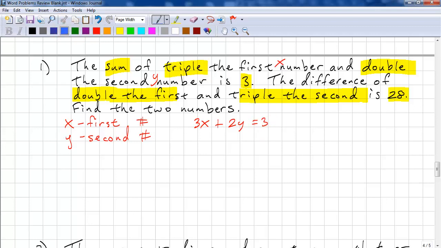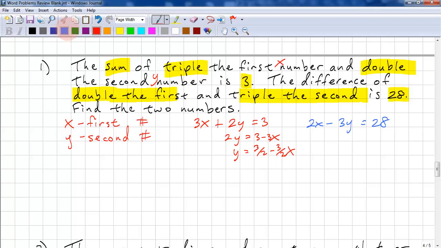And for the second equation, we have the difference of double the first. So double the first and difference. Triple the second, that's 3y. And this is equal to 28. I find it easier to work with halves than thirds, so I'm going to work with this part. 2y is equal to 3 minus 3x. Now we divide everything by 2. So 3 over 2 minus 3 over 2x.